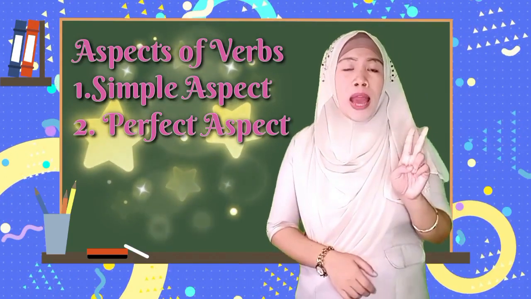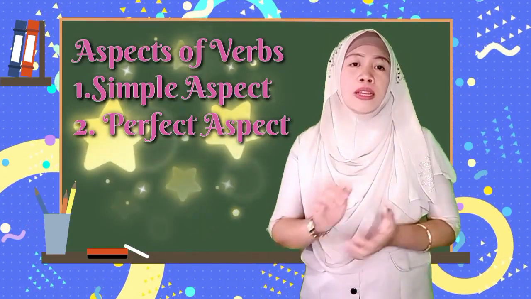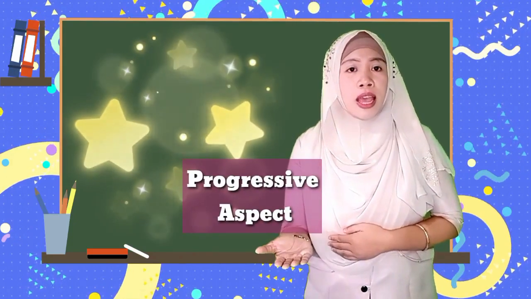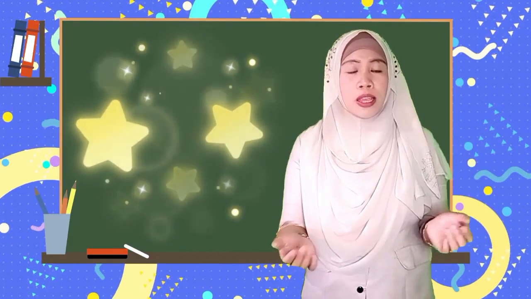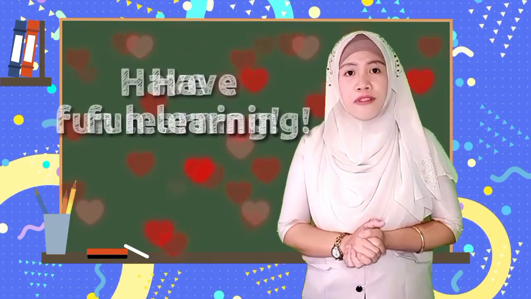We have 2 aspects of verbs left: the progressive aspect and the perfect progressive aspect.